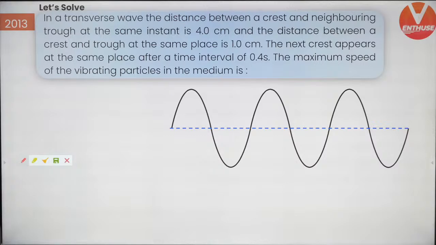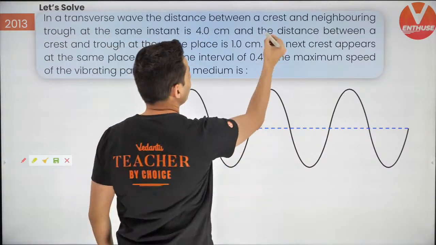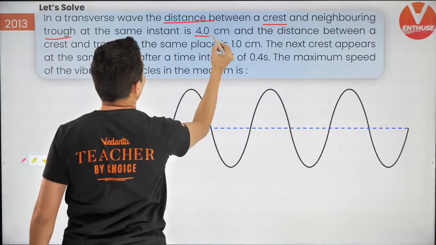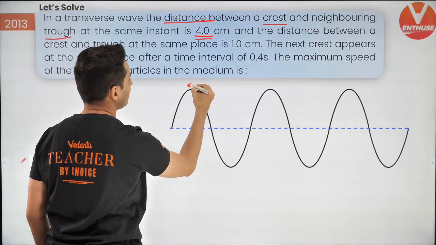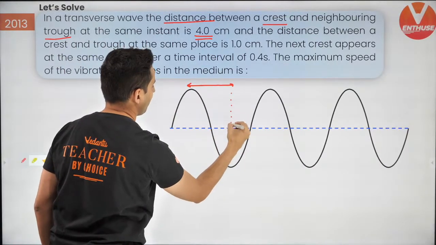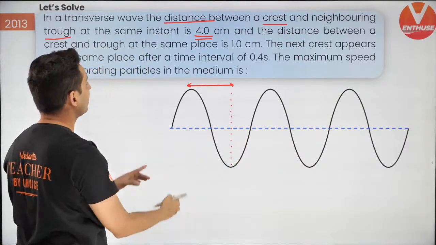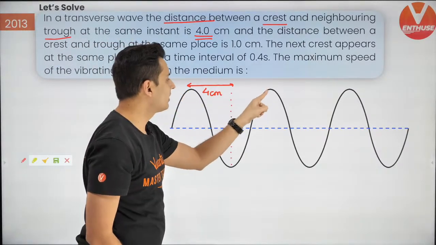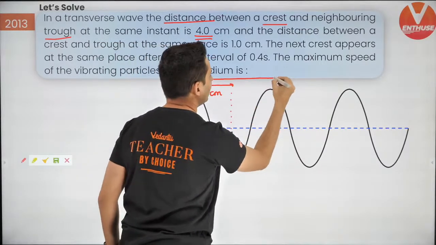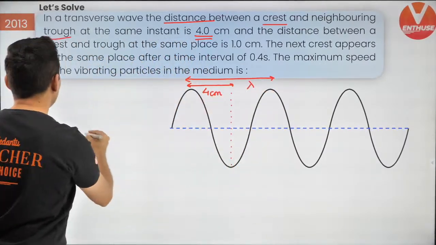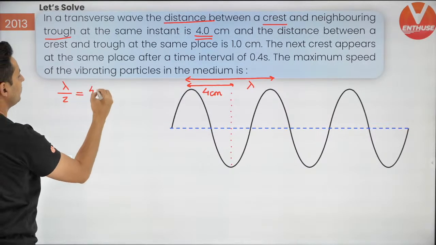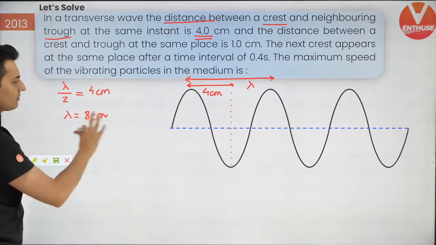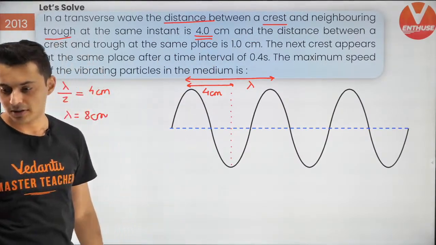So, first information, the distance between a crest and a neighboring trough at same instant, that means this to this, from a crest to a neighboring trough, how much is it? 4 centimeters. By the way, from here to here is one wavelength, isn't that? From here to here is one wavelength. So, can I not say lambda by 2 is actually 4 centimeters? Half the wavelength is 4. So, wavelength is actually 8 centimeters. Fine. That is what the first piece of information is.